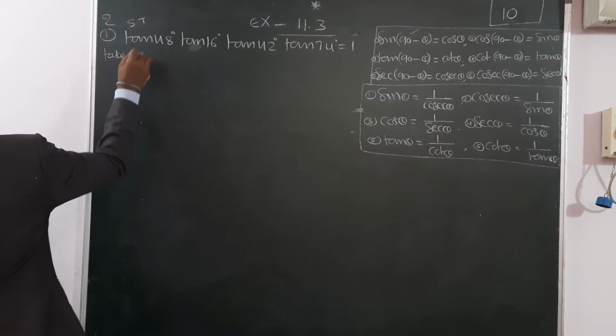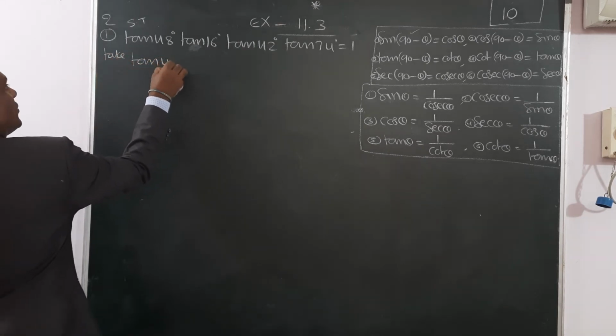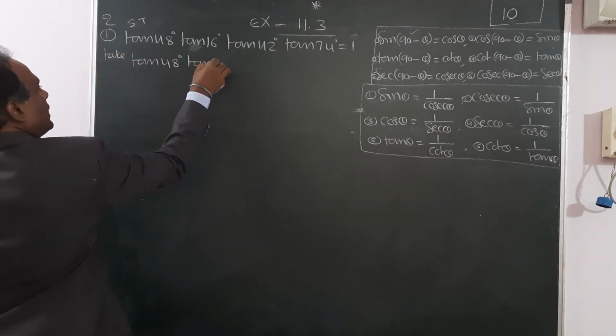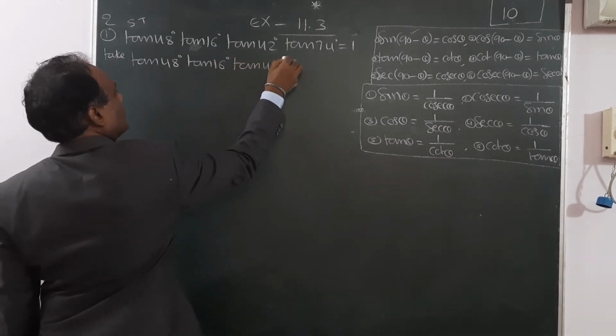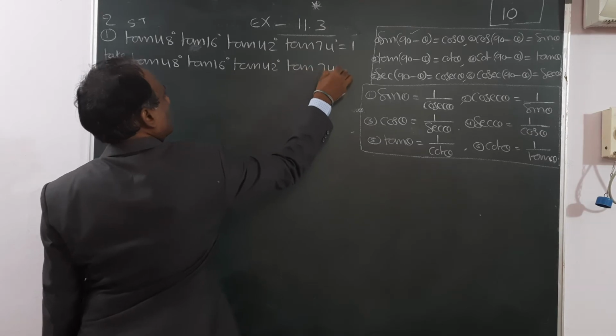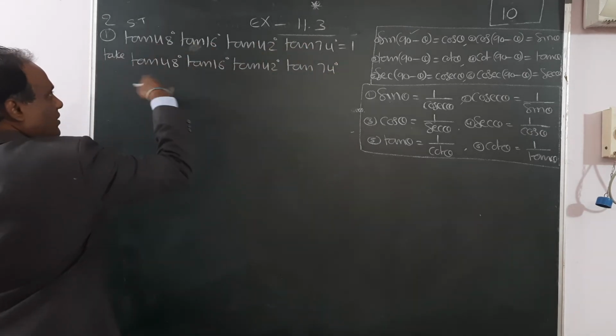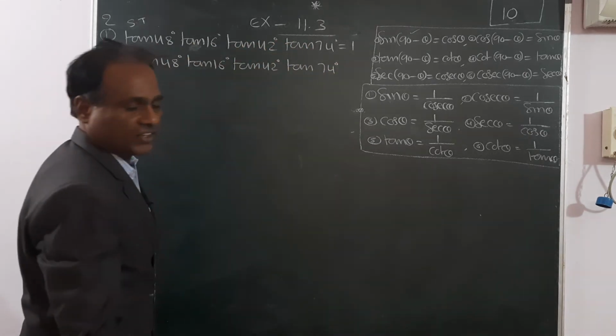Take the left hand side: tan 48 degrees, tan 16 degrees, tan 42 degrees, tan 74 degrees. I am taking the total left side and I will simplify it. I will prove that it is equal to 1.